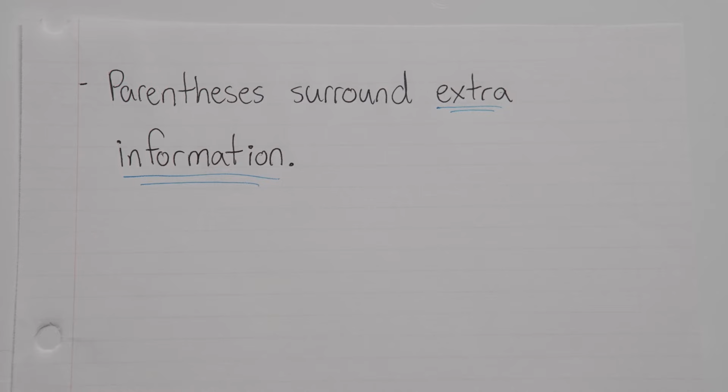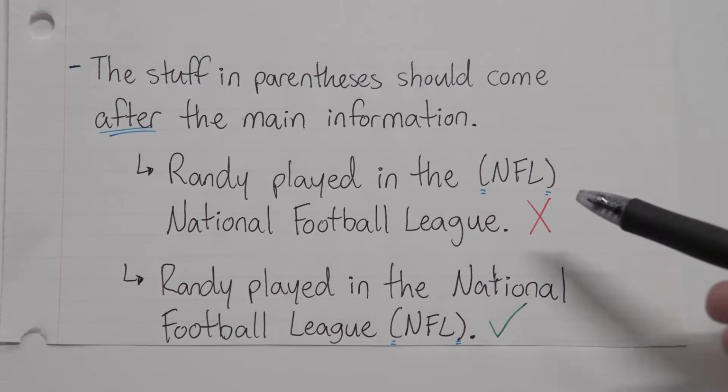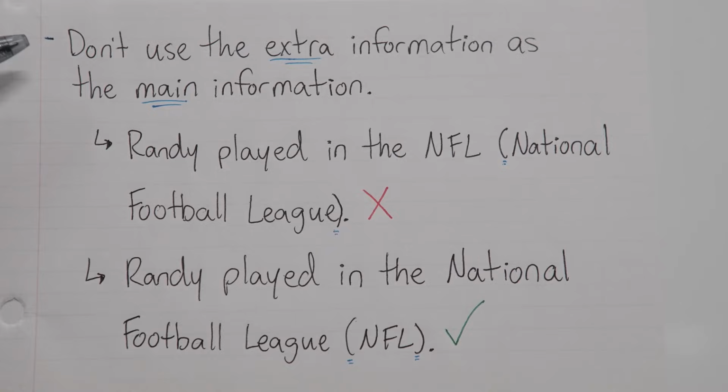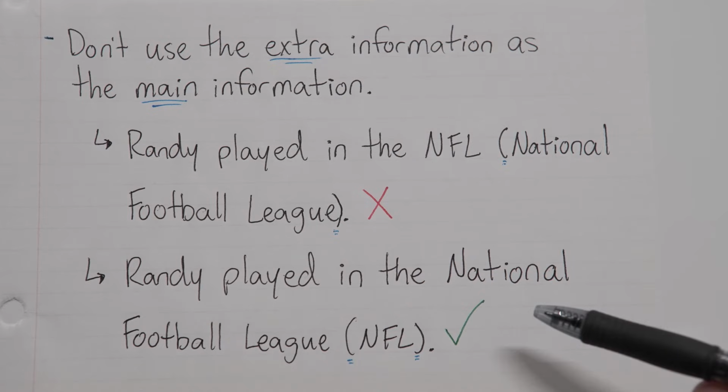And other than that basic idea, there are really only 3 things that you need to remember when it comes to using parentheses. First, the stuff in parentheses should always come after the main information. Like, you wouldn't say this: Randy played in the (NFL) National Football League. You want the stuff in parentheses, the parenthetical information, to come after the main info. You also don't want to use the extra information as the main information. So like this would be wrong too: Randy played in the NFL (National Football League). The acronym should come after the full name, not before.